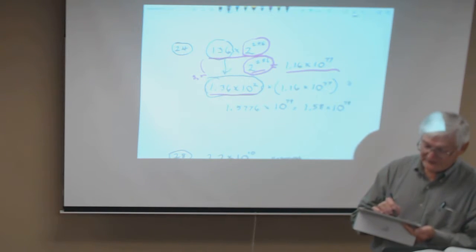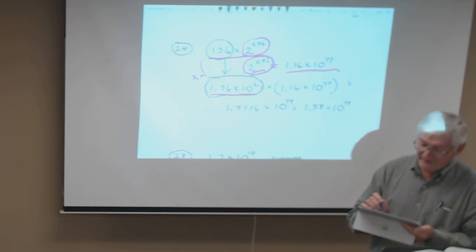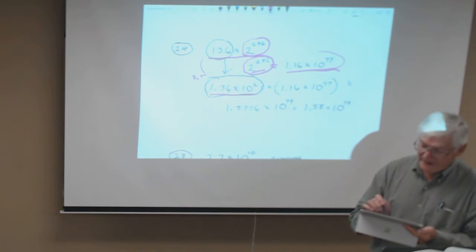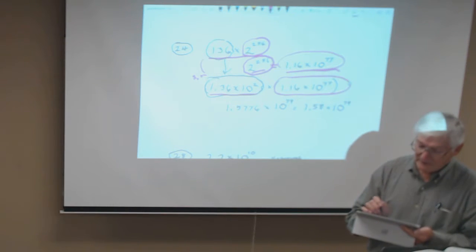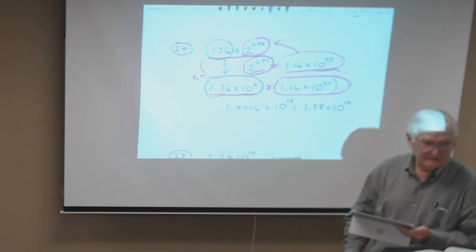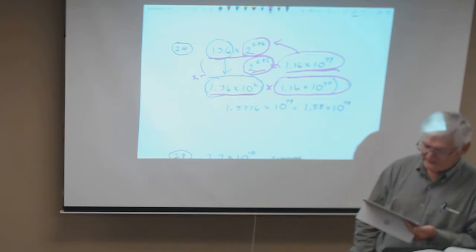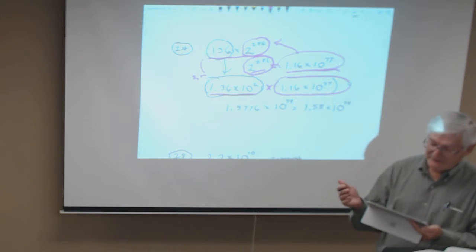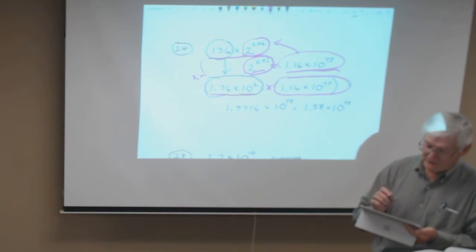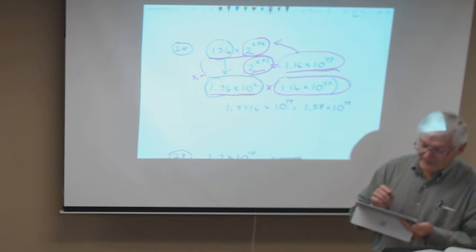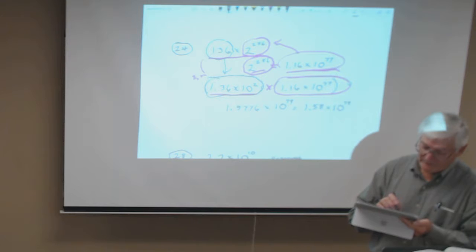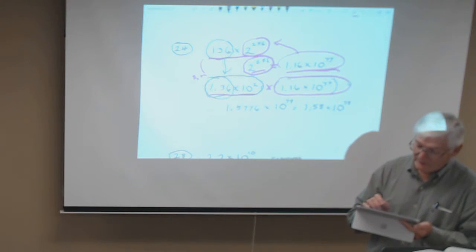So I've got 1.36 times 10 to the second times, and then since this equals this, I can put this in place of this for my multiplication process. It's called substitution. So I'm substituting 1.16 times 10 to the 77th in place of 2 to the 256th power. Now I'm back to multiplying, so let's go back to black again. What's 1.36 times 1.16?